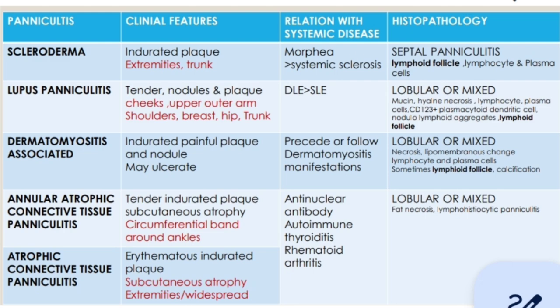Dermatomyositis-associated panniculitis presents with an indurated painful plaque and nodule. It may ulcerate, and it usually follows or precedes the dermatomyositis manifestation. It is also a lobular or mixed type of panniculitis.